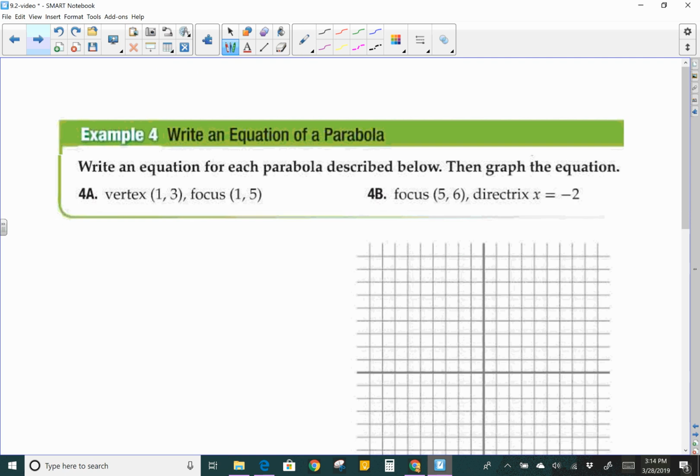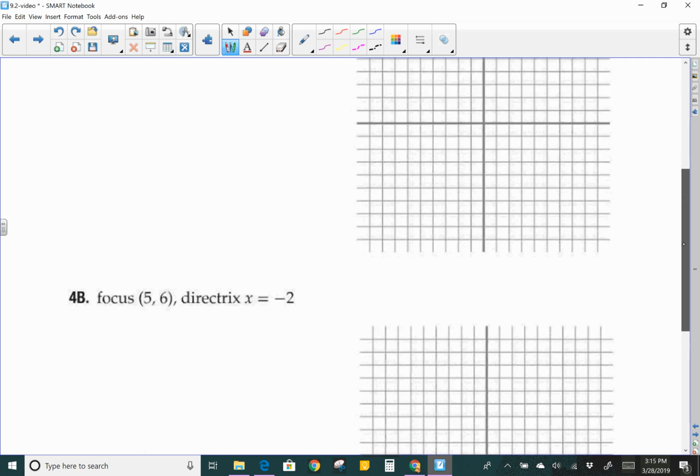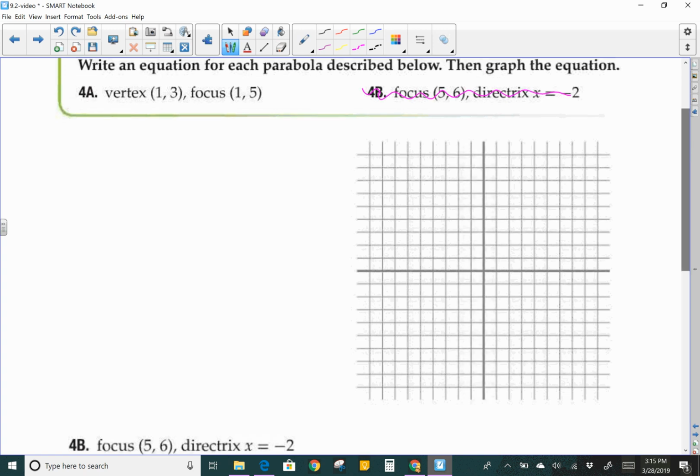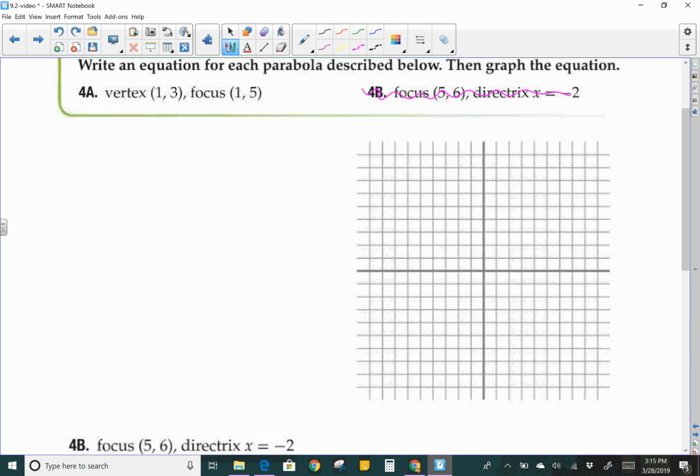All right, this next one says, write the equation of the parabola described below. Okay, so I have 2 problems and I have 2 graphs. So basically it's the same direction, so this problem, we don't have to worry about it right now because it's down below. All right, so let's get going with this next one that says, I have a vertex at 1, 3. So 1, 1, 2, 3. There's my vertex. I'm going to put it right here. And my focus is at 1, 5. 1, 2, 3, 4. So my focus is right here.